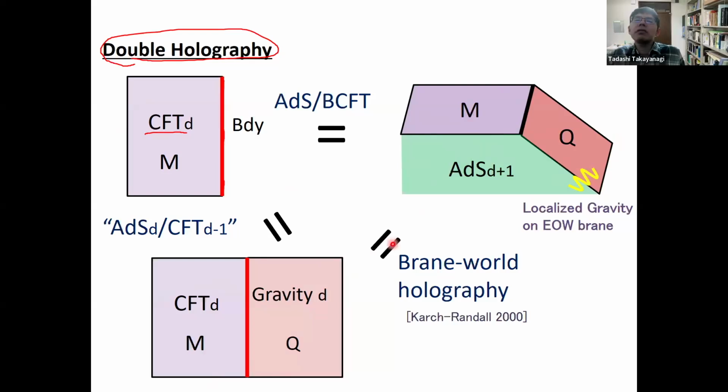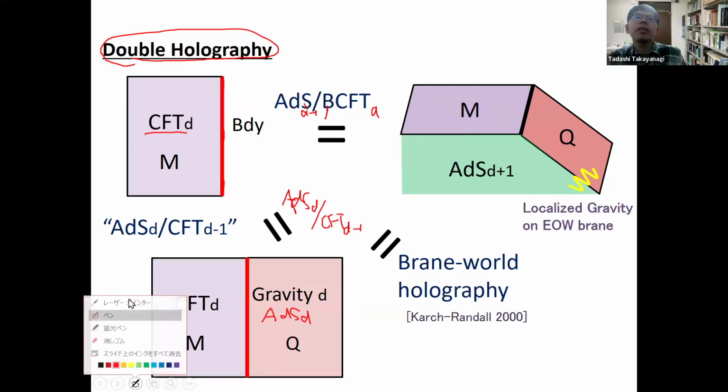But one may ask, are these two connections consistent? Indeed, these two are equivalent, because this gravity lives on a lower dimensional AdS. It actually lives on AdS-D. So roughly speaking, you can use AdS-D plus CFT D minus 1 to relate this. This is actually D plus 1, right? The BCFT is on D. So that way, it's consistent with each other. This is called double holography.